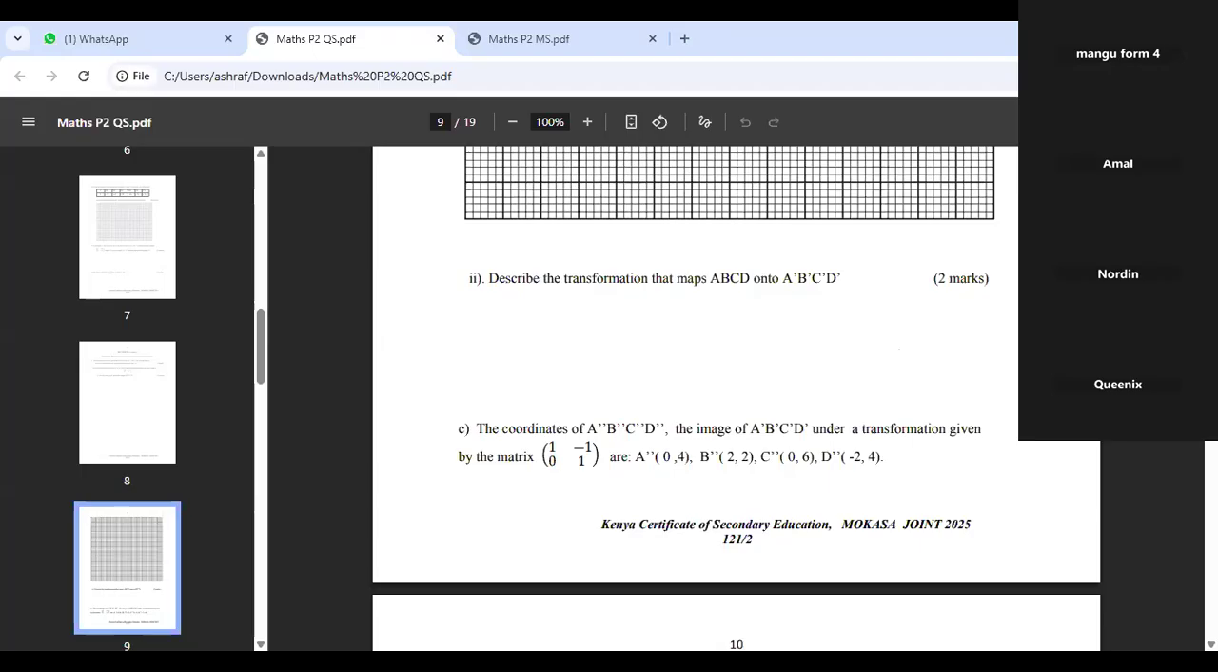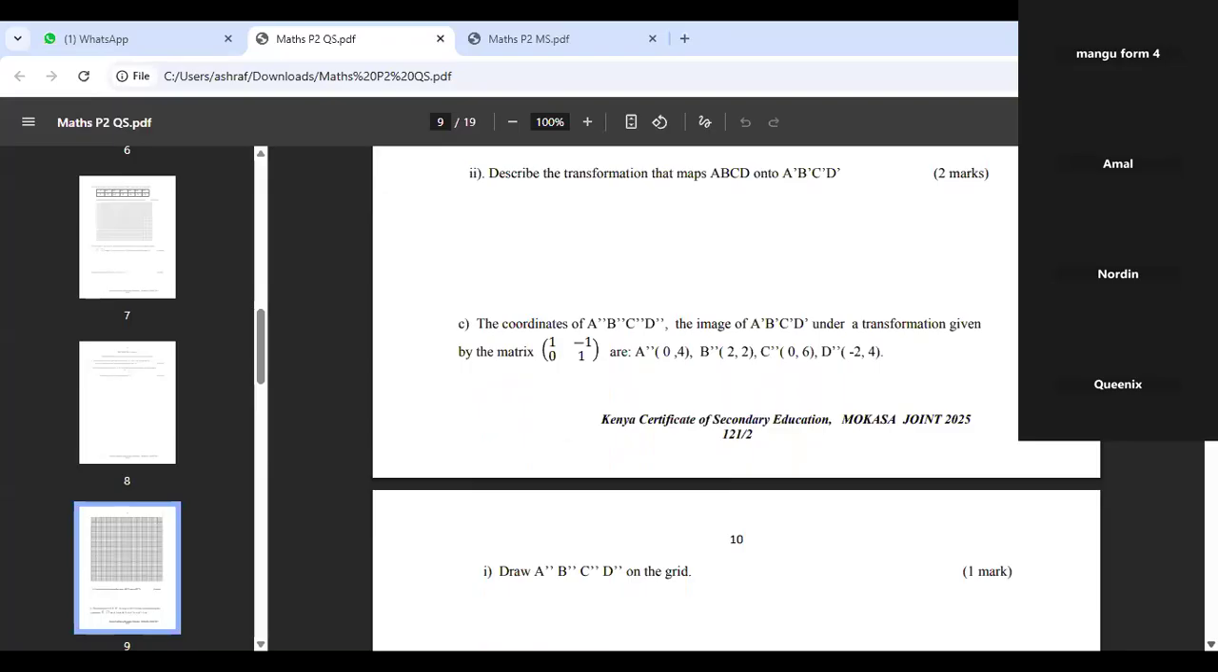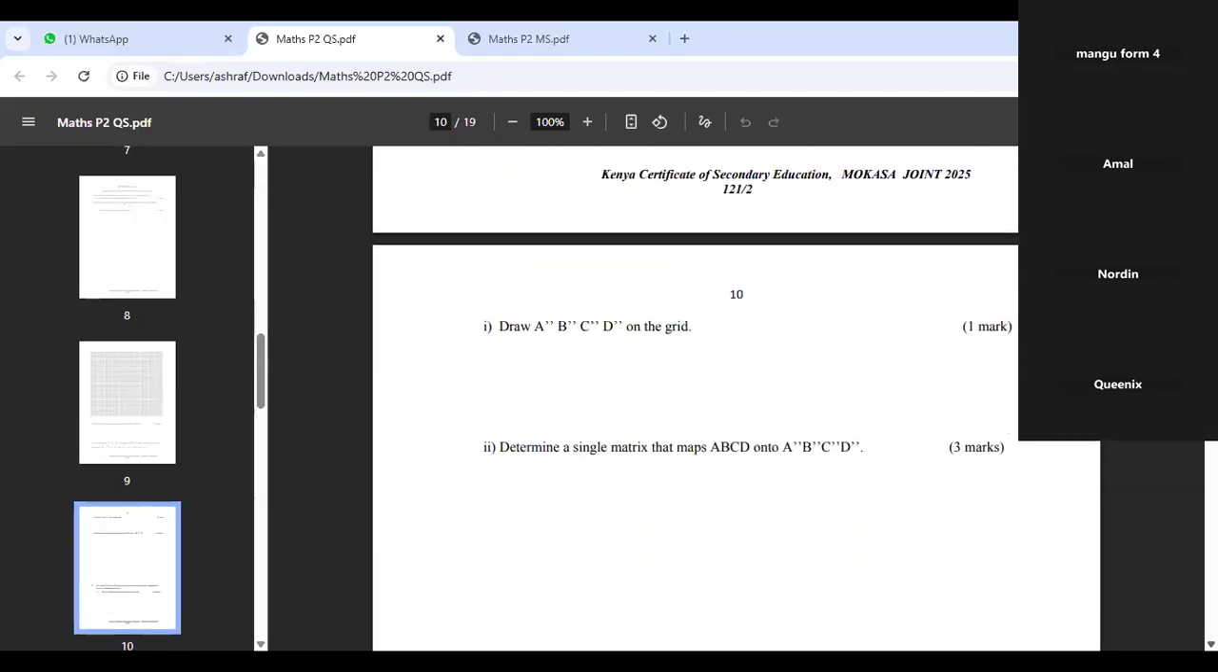That's enough for the description of transformation. So the next question, you're given the coordinates of the second image under a transformation, and you're given the matrix of transformation. You are supposed to draw. I know you can draw. We have the points, you can just plot. Then Roman 2, determine a single matrix that maps the first object onto the second image.